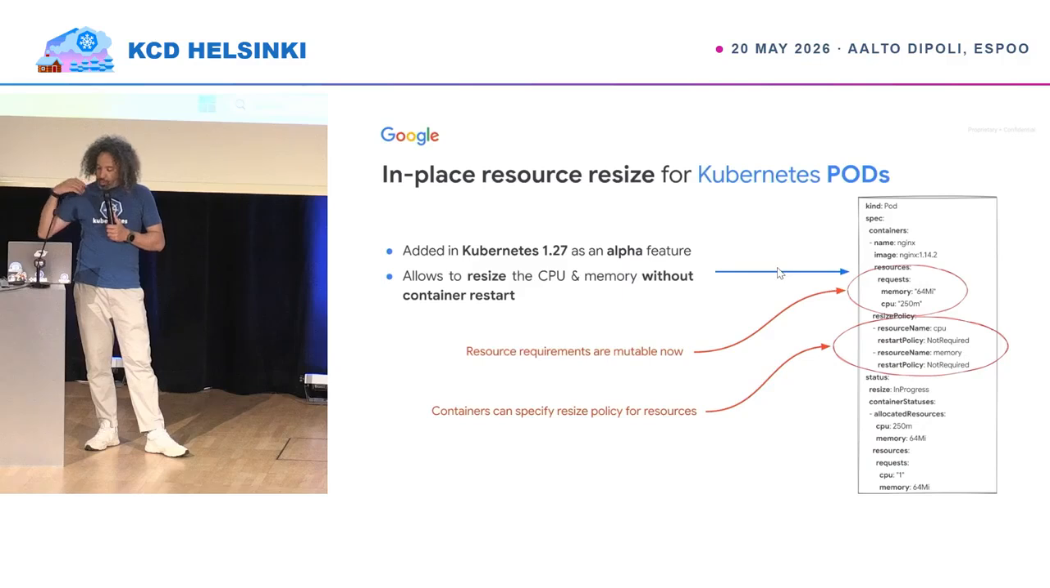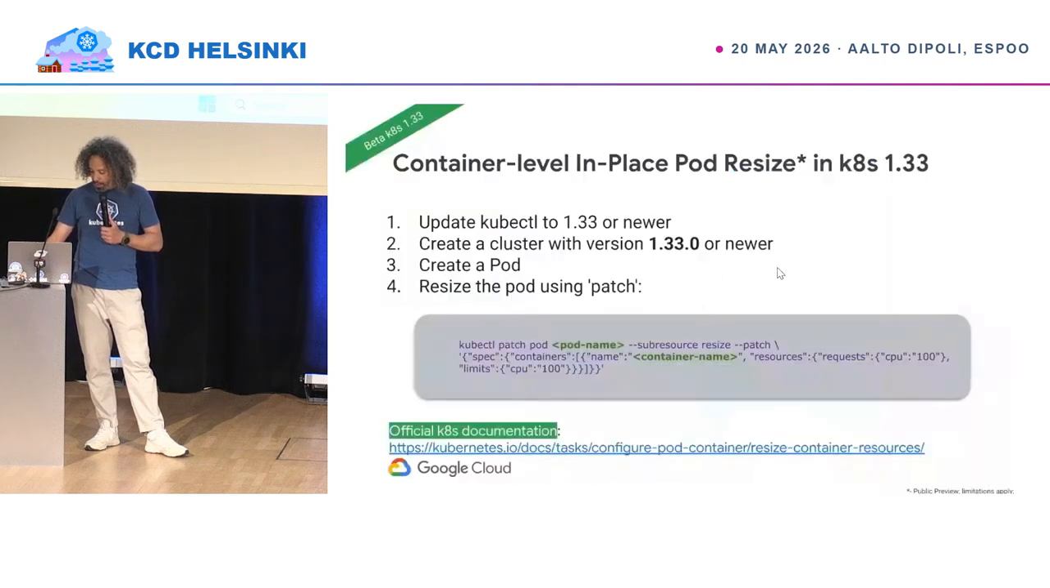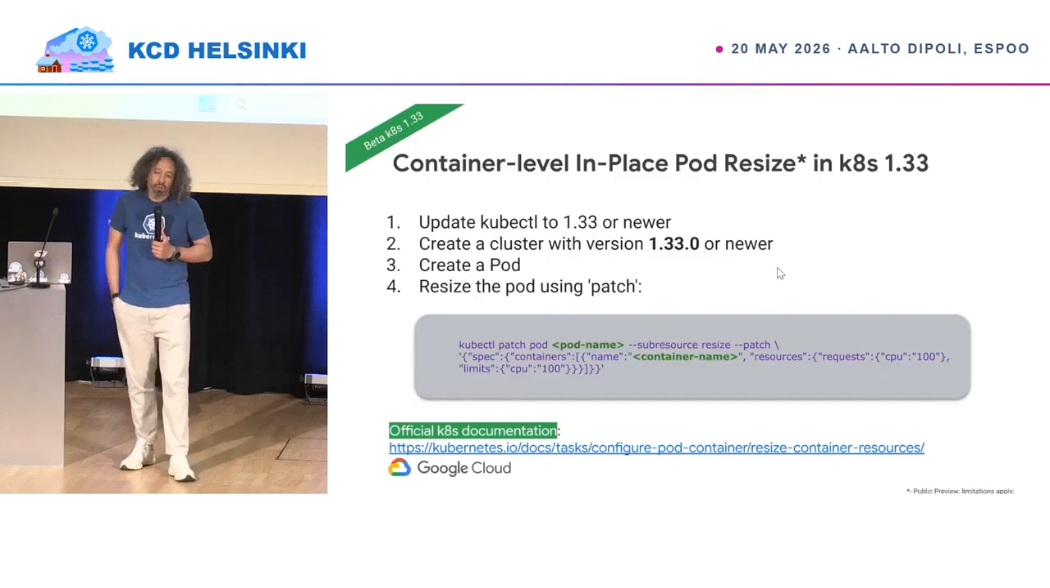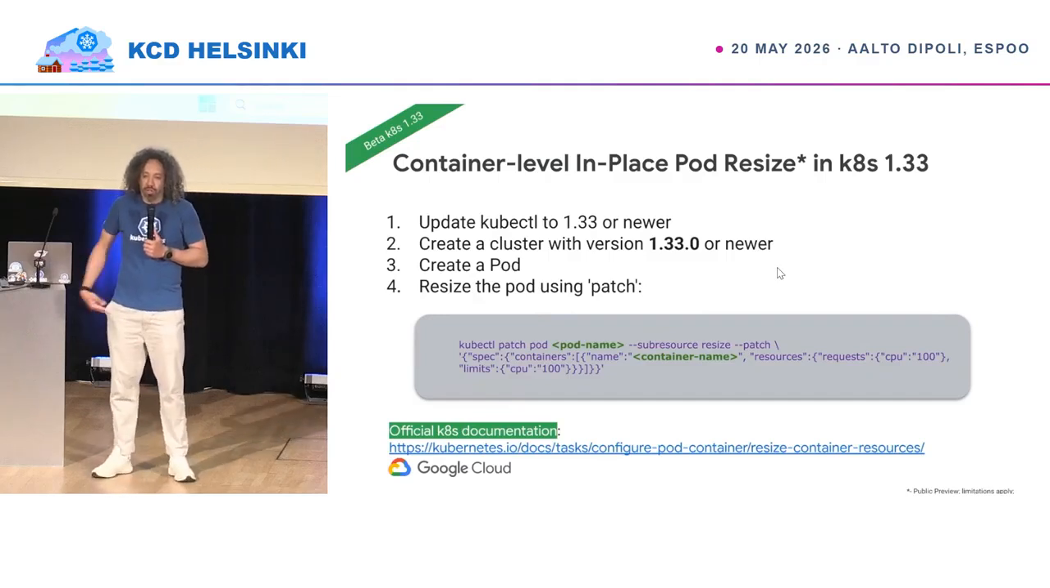Basically, 1.27 made resource requests and limits mutable. They used to be immutable before, so you can change them, and then they added this resize policy. You can do this simply by running a kubectl patch. If you want to do it live on a pod which is already running, you just kubectl patch the pod.